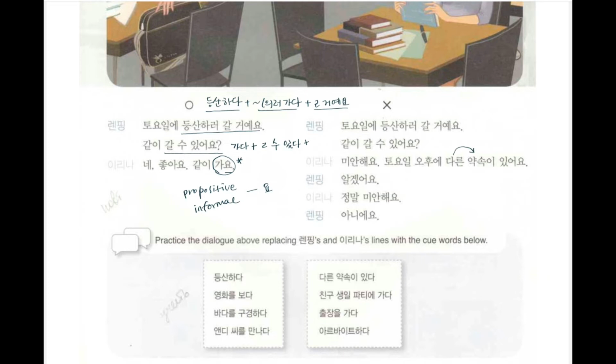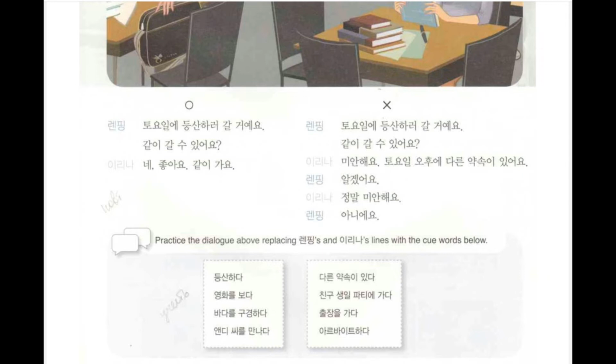제가 렌핑 할게요. 여러분이 일이나 하세요. 시작. 토요일에 등산하러. 자, let me get rid of it. 깨끗하게 지울게요. 깨끗하게, cleanly. I'll get rid of it. 자, 제가 렌핑 할게요. 시작. 토요일에 등산하러 갈 거예요. 같이 갈 수 있어요?